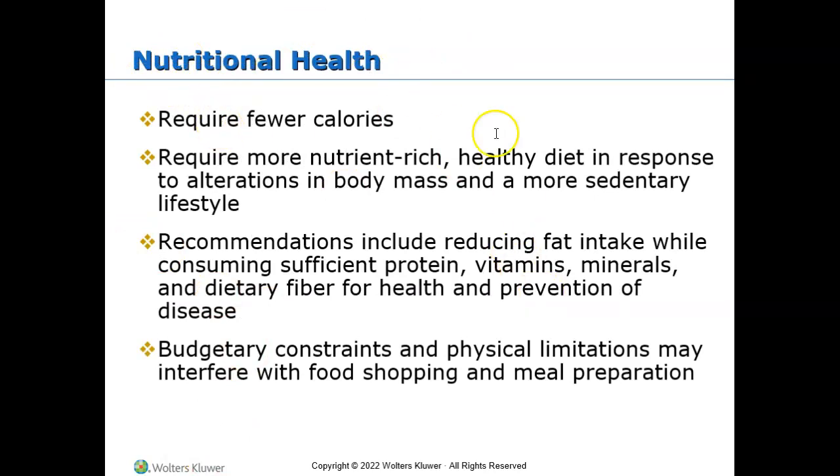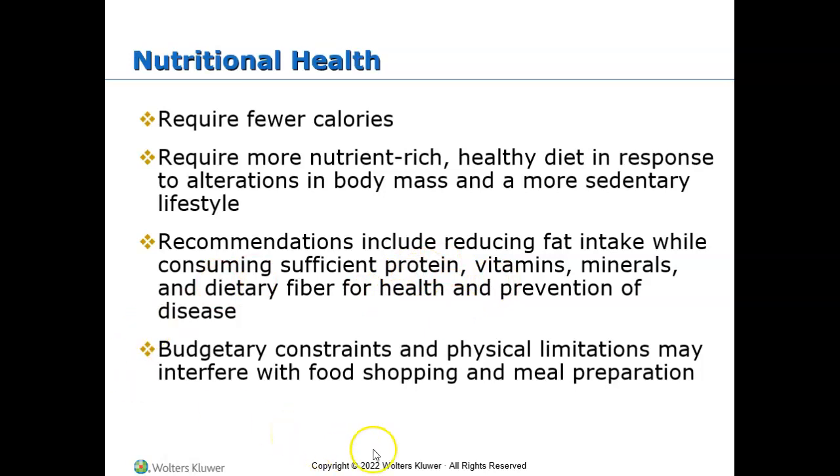Nutritional health. We don't need as many calories as we age because we're not as active, but we may need more nutrient-rich foods like protein so that we can continue to keep up our body mass. And it really just depends on what our other comorbidities are, because if we have kidney disease, we're probably limiting protein, but otherwise we might want to increase our protein. Reducing fat intake, consuming sufficient protein, vitamins, minerals, and dietary fiber.